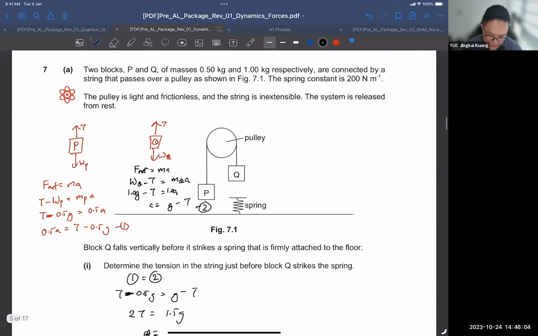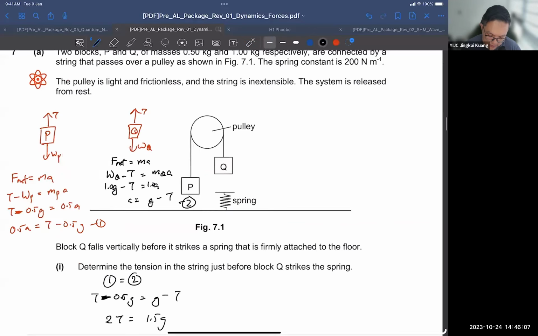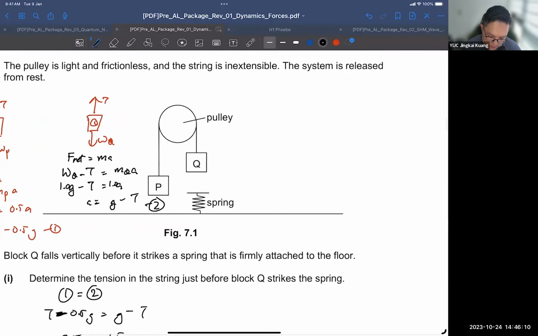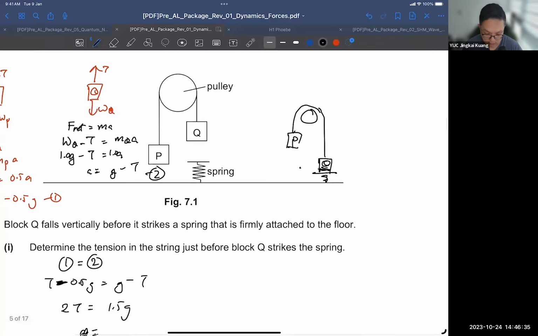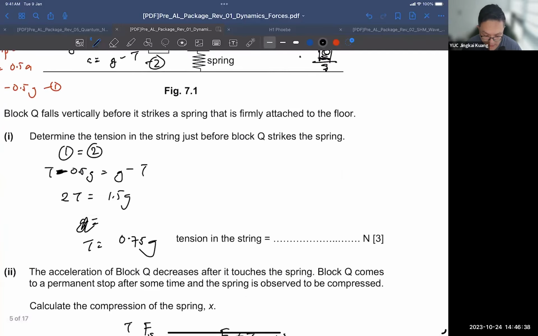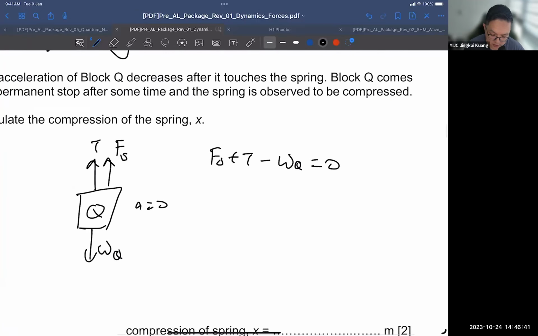Once it comes to a complete stop, then your setup looks like this. I draw the setup again now. The spring was here, the spring is now being compressed. The block is here, Q. Then up, this is your pulley. Your P is here, like that. So Q is no longer accelerating. Okay, so now this one should be doable already. So tension here is just equal to weight of P.